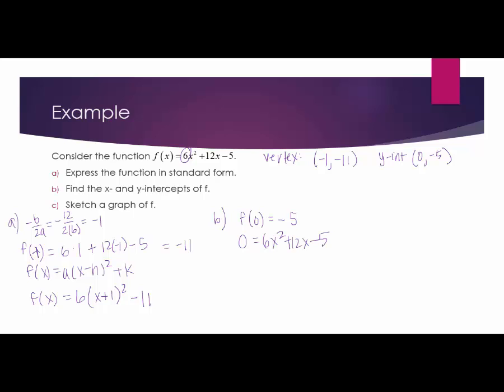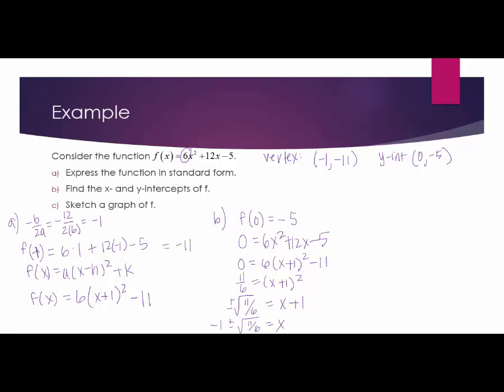Let me show you another way we might go about finding this x-intercept. I could set my vertex or standard form equal to 0. This might actually be easier to solve. It's kind of like we've already completed the square. If I add 11 to the other side and divide by 6, it looks like this. And now if I take square roots on both sides, I get positive or negative square root of 11 over 6 equals x plus 1. That's going to be -1 plus or minus root 11 over 6 equals x.